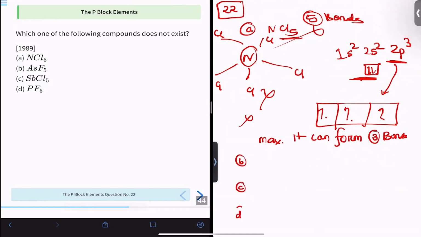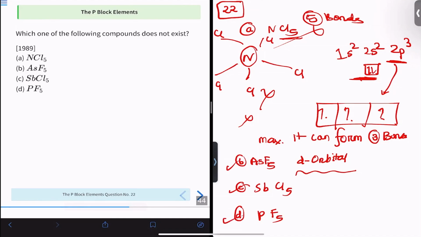In the same way, going with the following options, AsCl5: arsenic can form 5 bonds because arsenic has a free d orbital. In the same way, Sb can also make 5 bonds, and phosphorus can also make 5 bonds. So for arsenic, Sb and phosphorus it is possible, but it is not possible for nitrogen. So from the following, only NCl5 does not exist. Our answer will be option A.